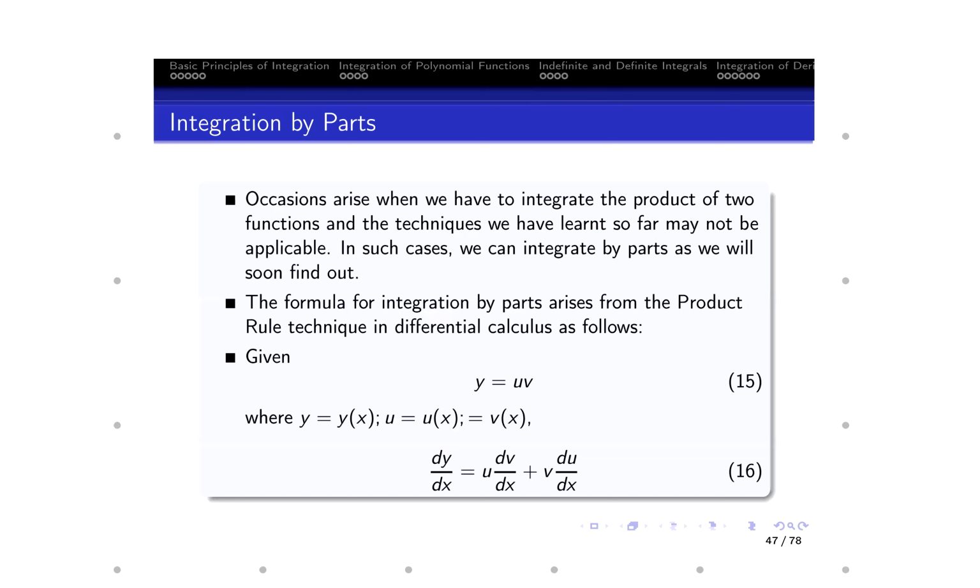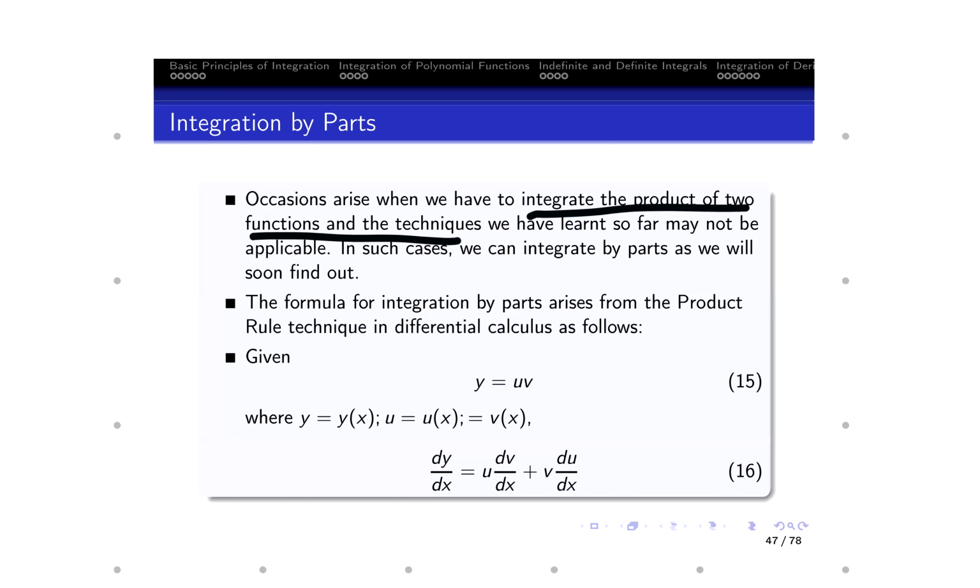So integration by parts: occasions arise when we have to integrate the product of two functions like that, and all the techniques we have learned so far may not be applicable. In the case of differentiation, if you have to differentiate two or more parts, you need to use the product rule. But if you have to integrate the product of two functions, in such cases we can integrate by parts, as we will soon find out.